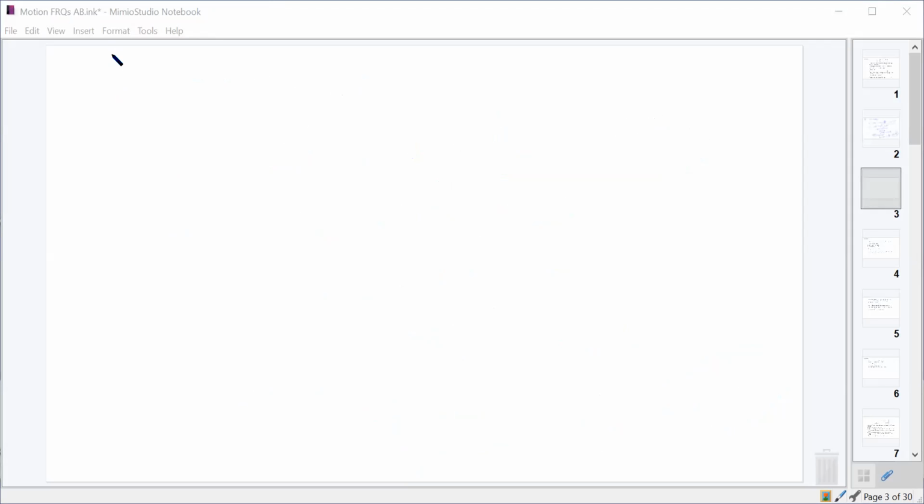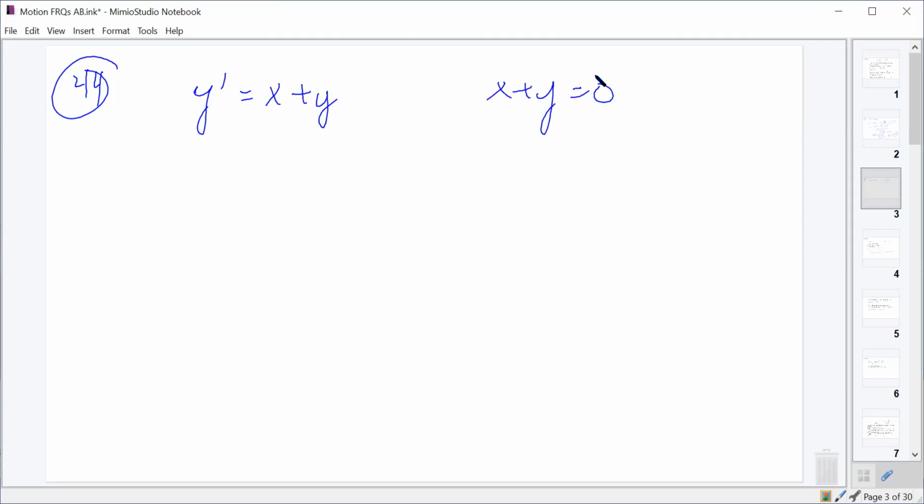No? All right, next question here is 44. So 44 is a calculator question. It says at any point of intersection of a solution curve for the differential equation y prime equals x plus y, and the line x plus y equals 0.